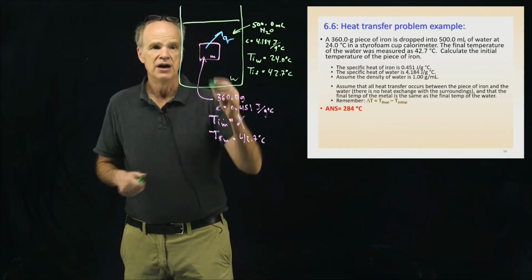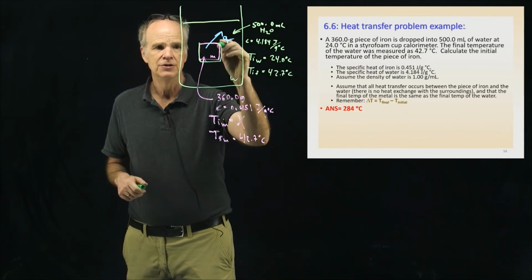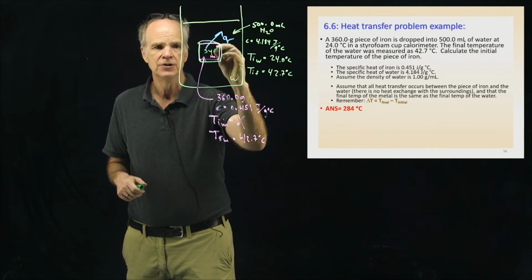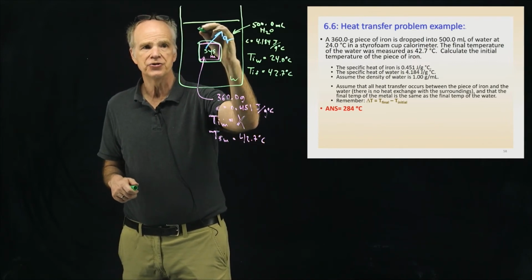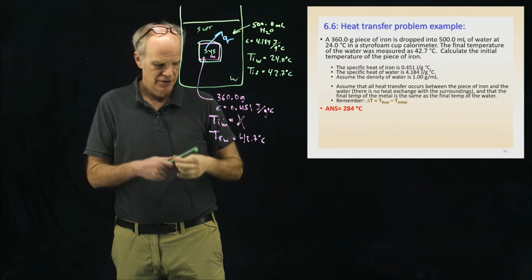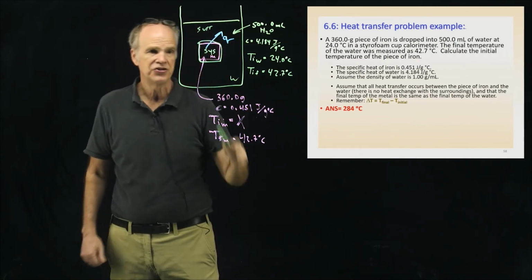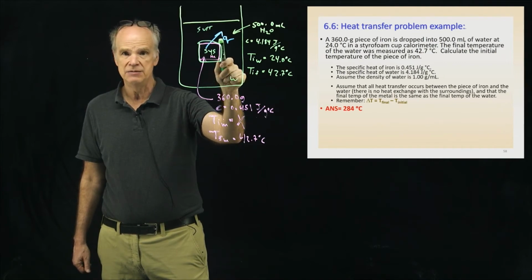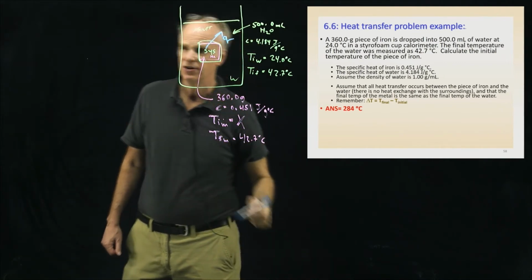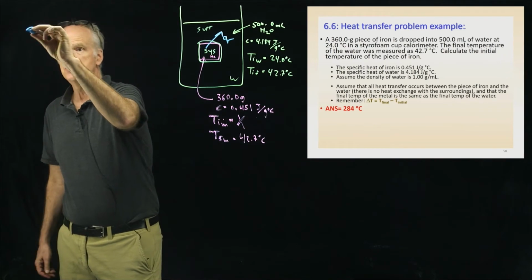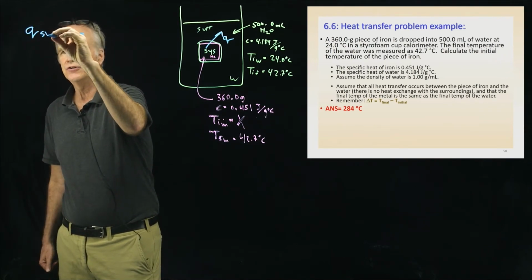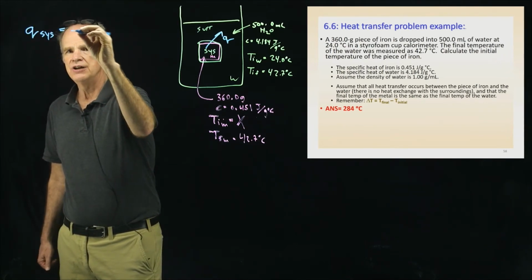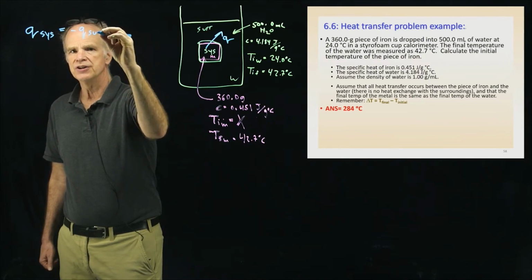Let's say the metal is the system. So this is the system. And let's say the water is the surroundings. So now we can generally say that any heat lost by the system will be gained by the surroundings. Okay, so let me write out an equation for that. Here we have Q of the system is equal to negative Q of the surroundings.